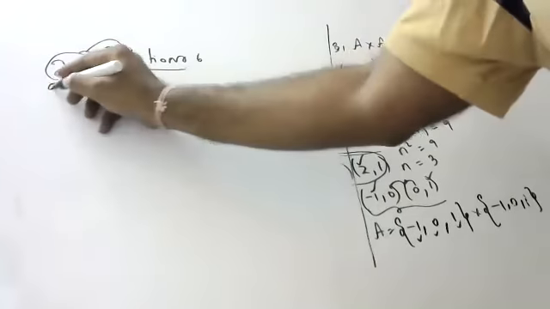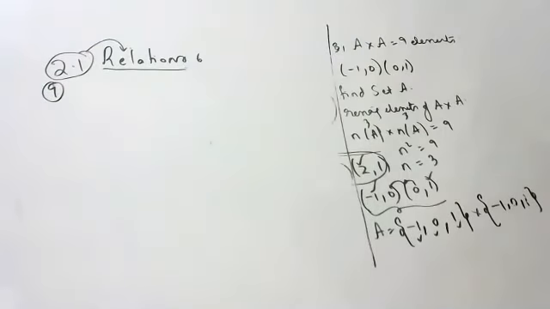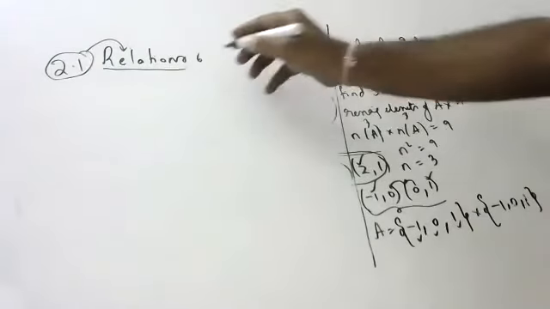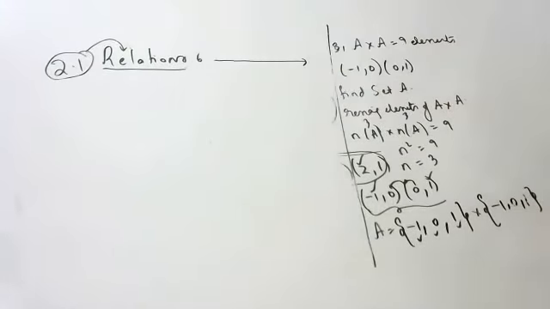9th sum. Children, the 2.1 exercise is over. That's all. Tomorrow I will do the 2.2 exercise, children.